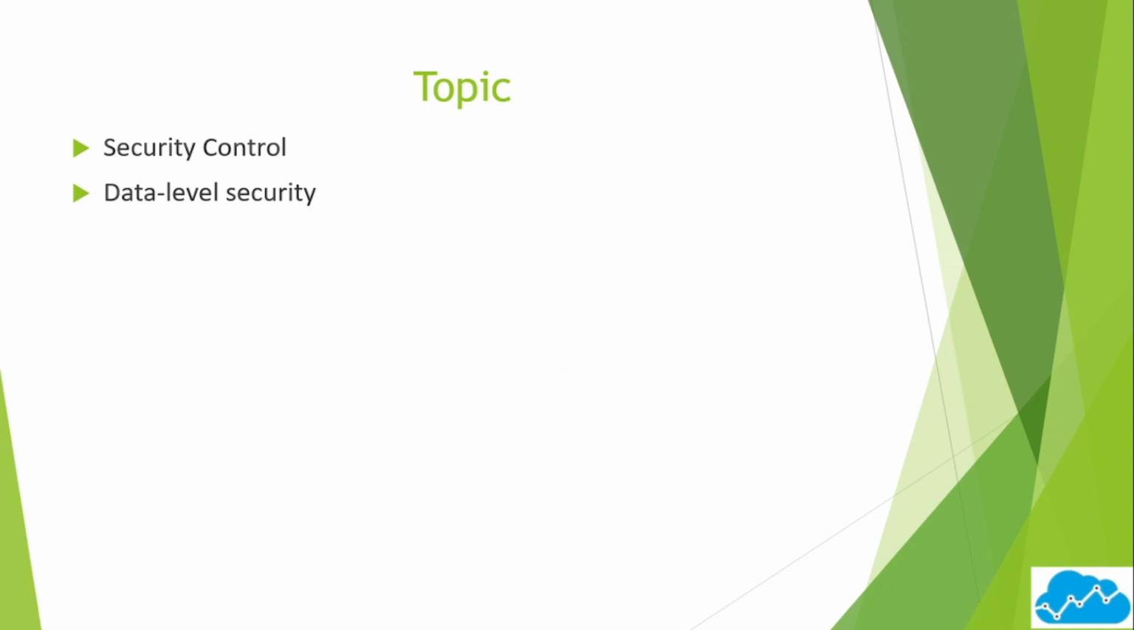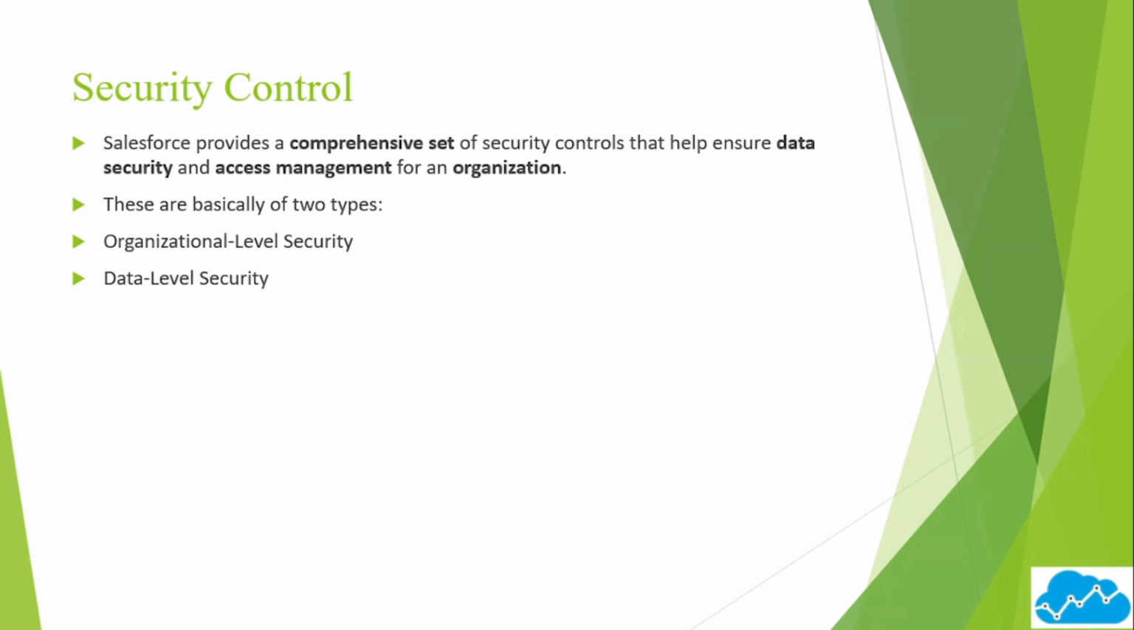So the topic we are going to cover in this session is security control. Actually, security control is of two types: organizational level security and data level security. Already we had seen organizational level security in the previous session. So today we are going to deep dive into data level security.